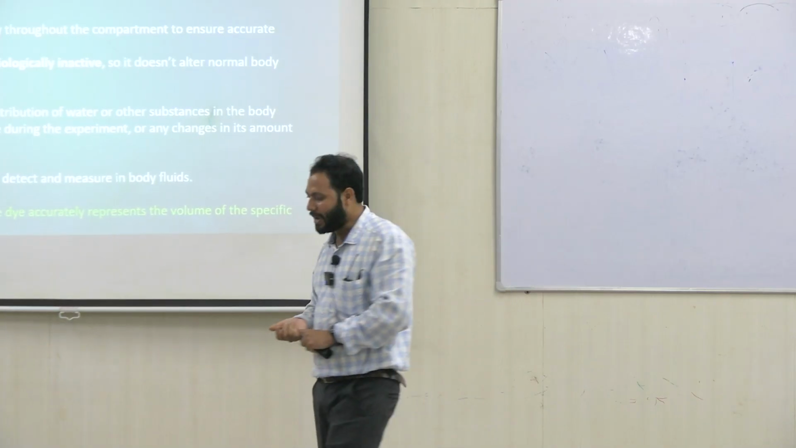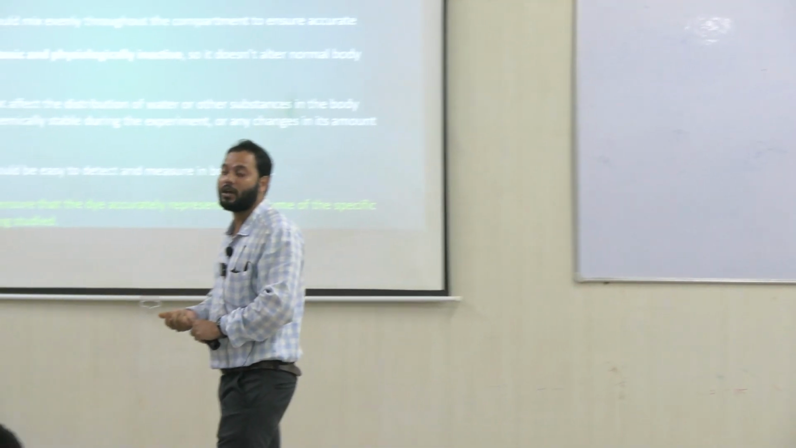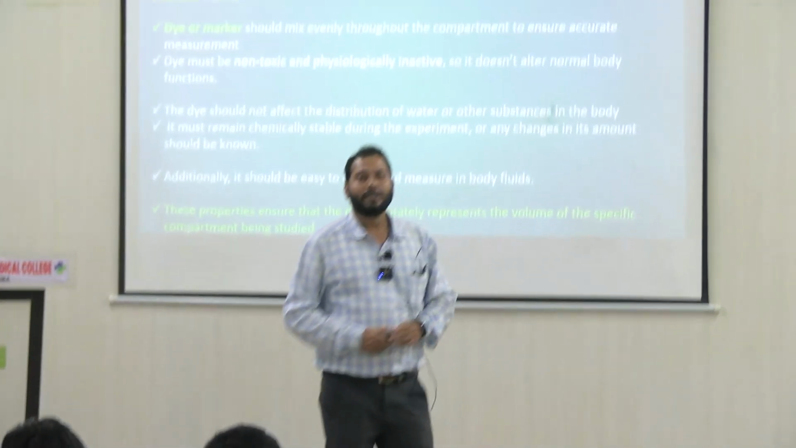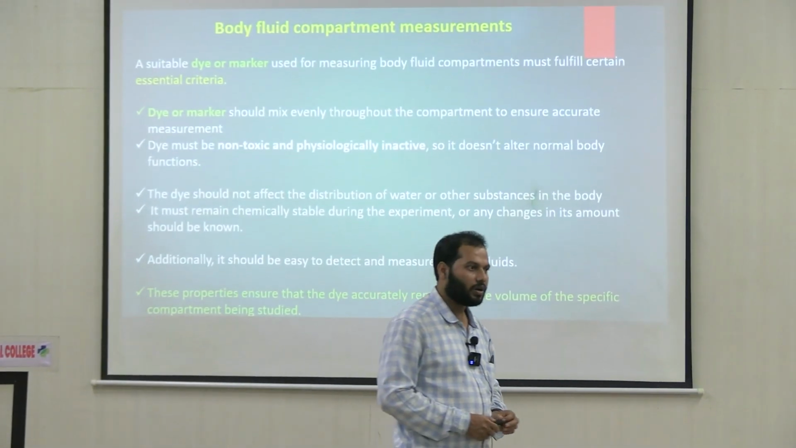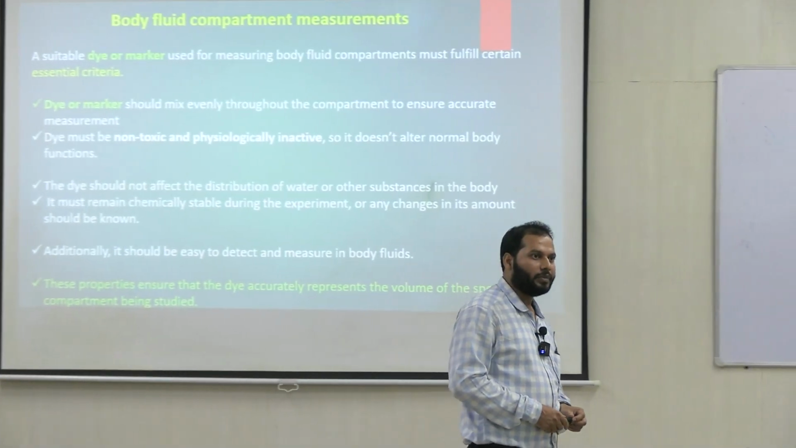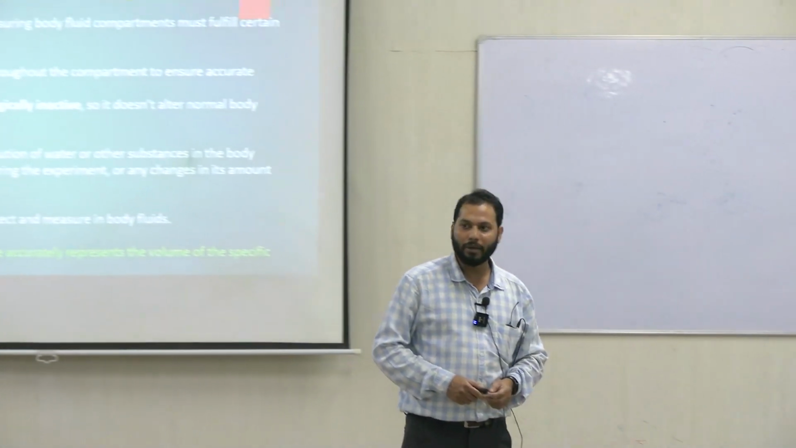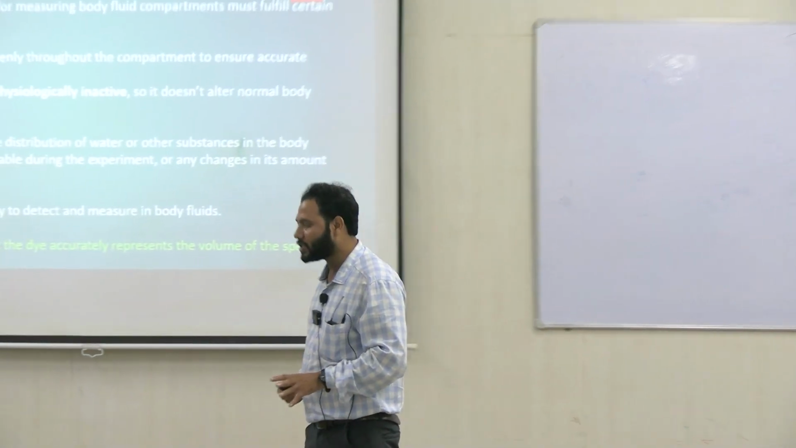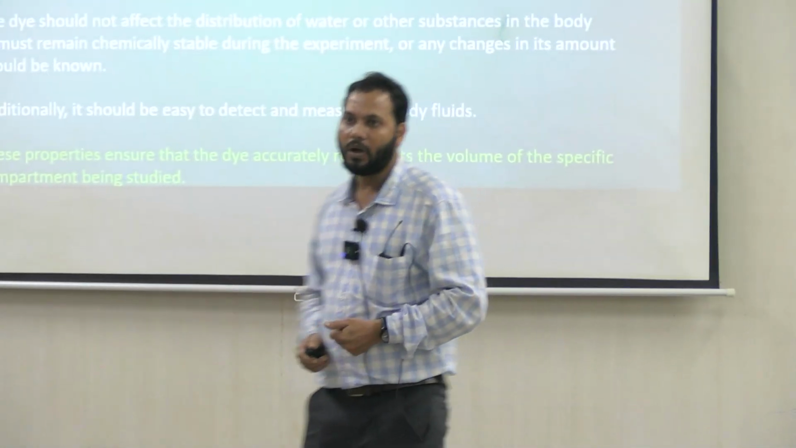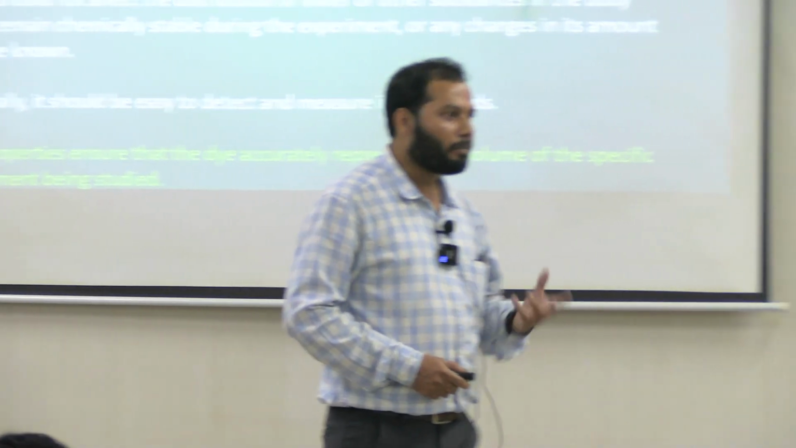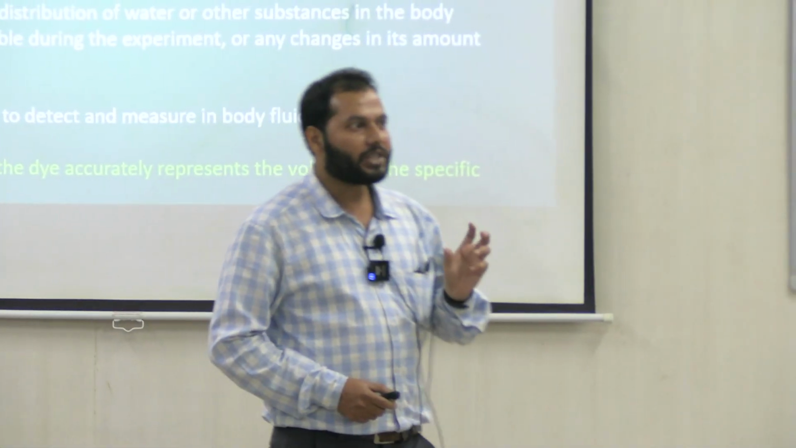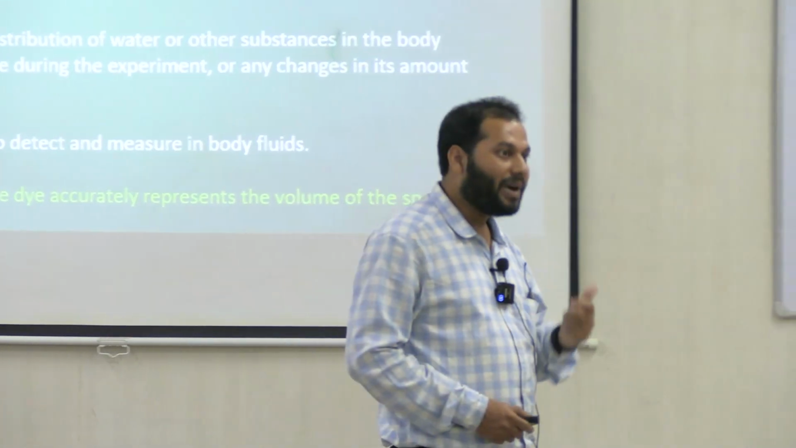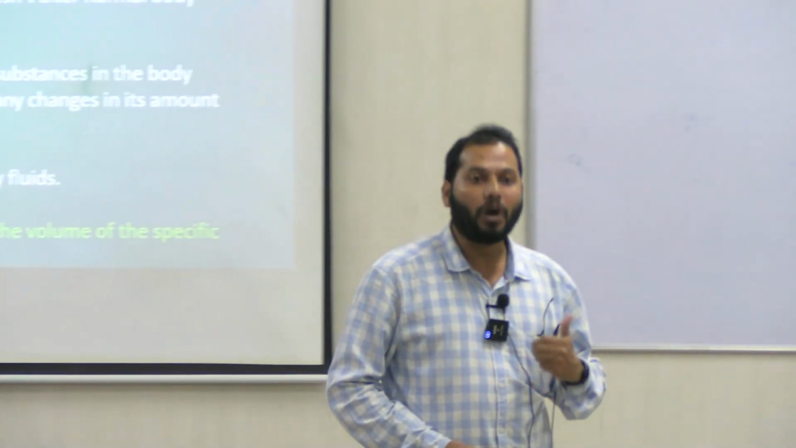So what is the mechanism by which you can measure the body fluid compartments? Yes, there is a specific method called the indicator dilution method, right? That indicator dilution method works using the principle of conservation of mass, right? The conservation of mass is the principle which is used to measure the body fluid compartments.